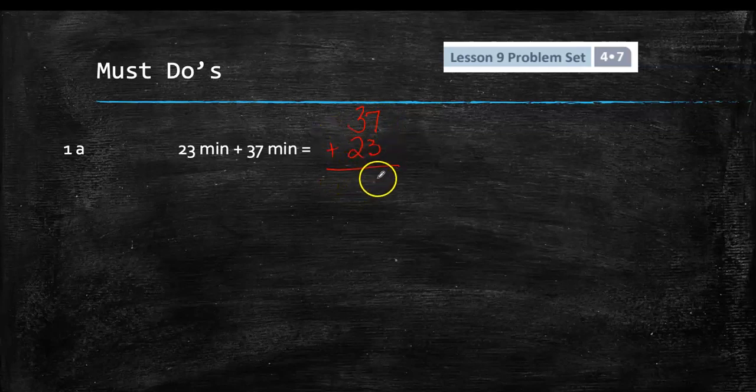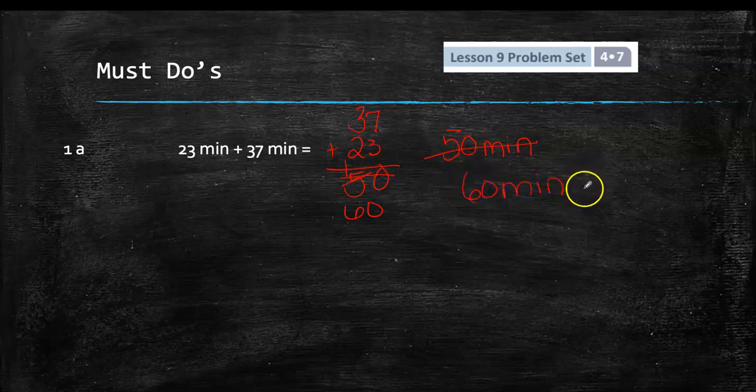7 ones plus 3 ones is 10 ones. 3 tens plus 2 tens is 5 tens plus this 1 ten here. So I have 50. I came up with 50 minutes. No, I did not. I came up with 3 plus 2 is 5 plus 1 is 6. I lied. See, this is why we show our work. 60 minutes.